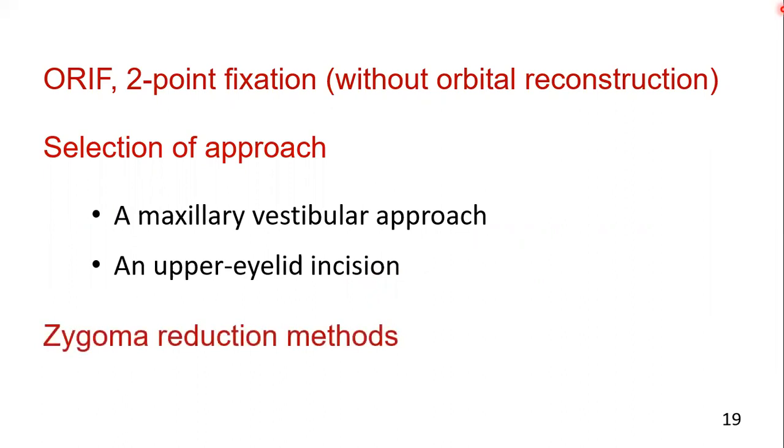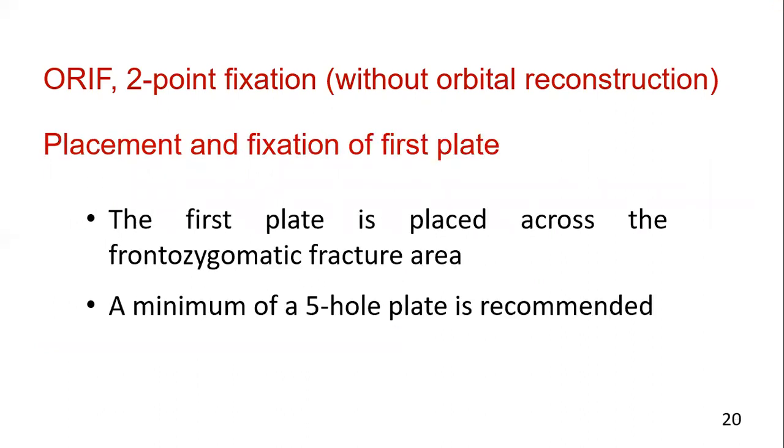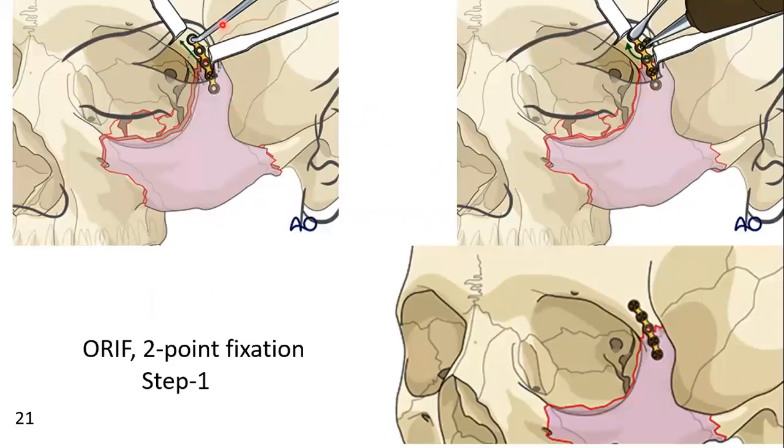Now, we will not explain again the zygomatic reduction methods. These are similar to what we explained for the one-point fixation. Now, as far as the placement and fixation of the plate is concerned, the first plate is placed across the frontozygomatic fracture area, and it is recommended that a minimum of a 5-hole plate with 1 hole spanning the fracture line should be used. The plate should be properly adapted. Now, adaptation of this plate is very important.